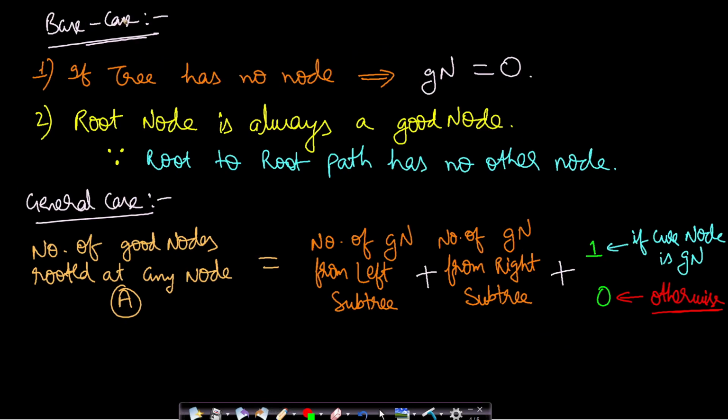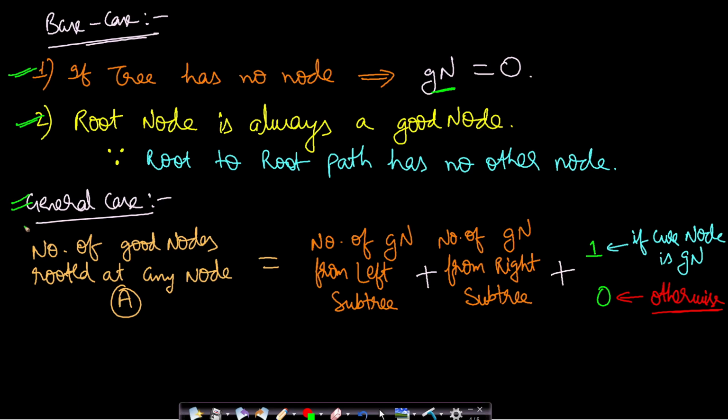Okay. So what is the base case in this entire problem? In this problem, you will see that if the tree has no node, then we will obviously have the good node count as 0. If the tree itself is empty, then no good nodes will be present because no node is present. Now root node is always a good node because a root node will have only that node itself from root to root path, isn't it? There is no other node, and so there will be no node guaranteed which will be greater than that node because there is no other node, right? So root node is always a good node if it is present.